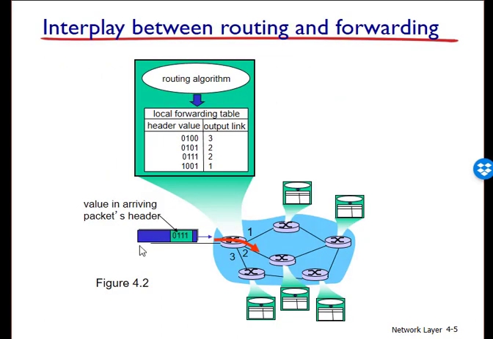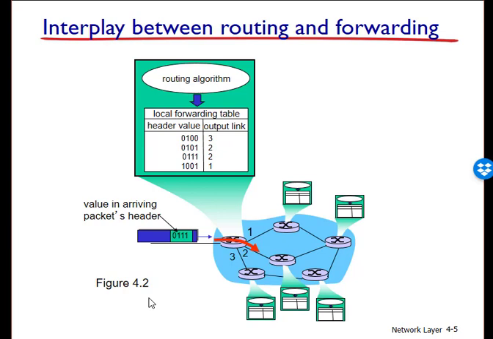In Figure 4.2, a packet with a header of 111 arrives to the router. The router indexes its forwarding table and determines that the output link for this packet is interface 2. The router then forwards the packet to interface 2.